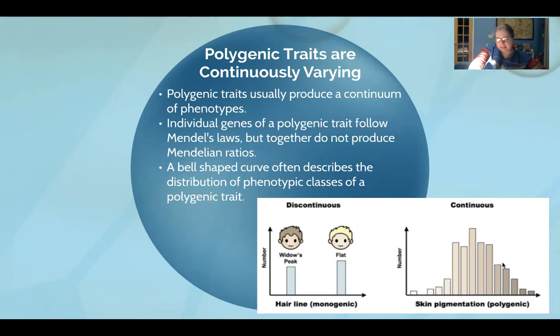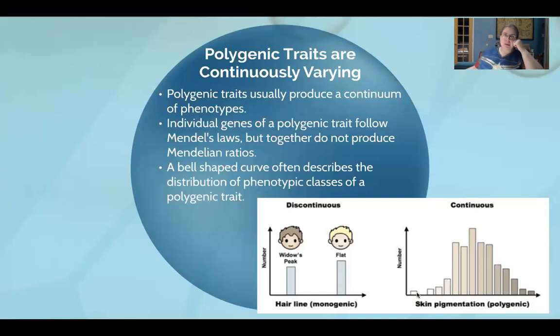But if you look here at skin color in the graph of it, you'll notice that we have more than just this or that. We have all the way from albino to extremely dark skin, and we have this entire range of different levels of pigmentation in between. So that's what we mean by continuous.